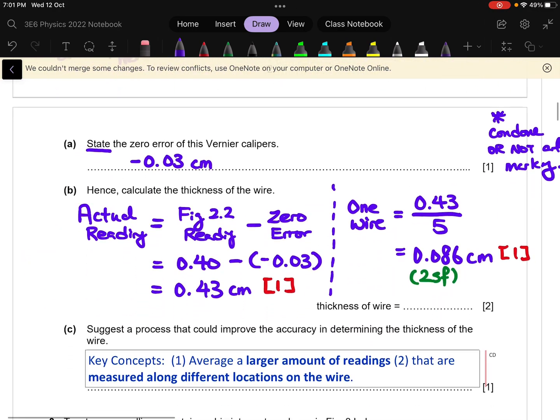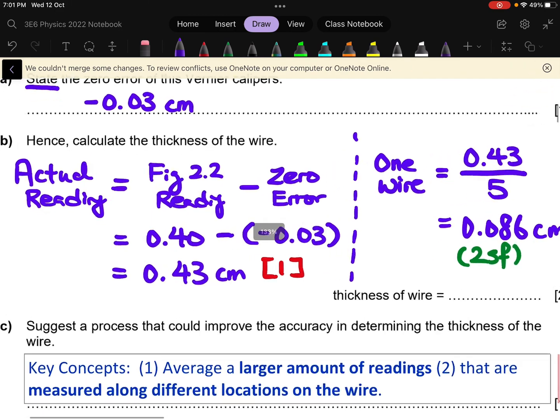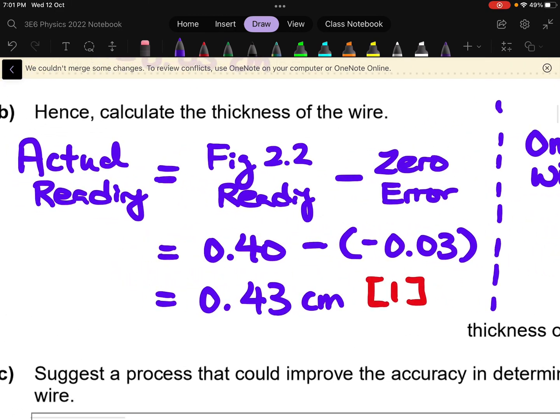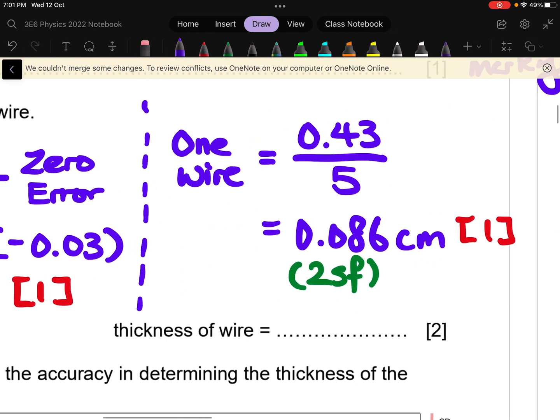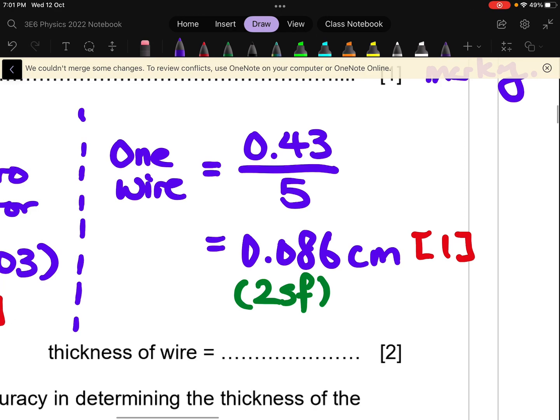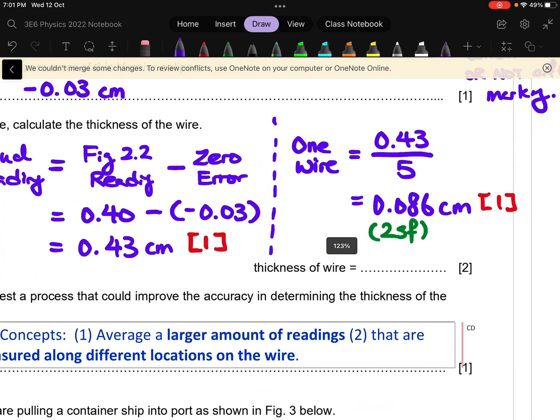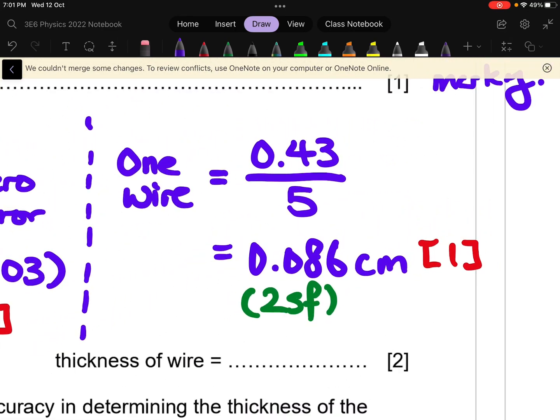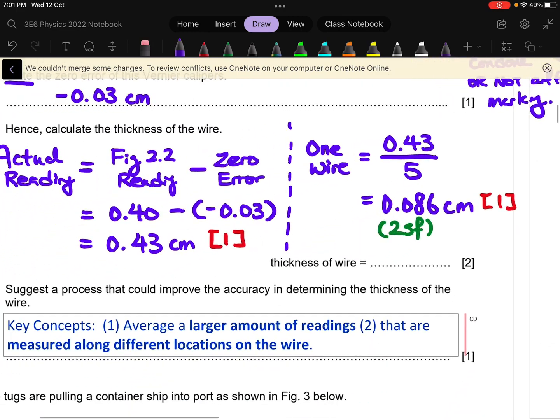So with that, you can see my working over here. If you are able to deduce the correct reading after compensating for the zero error, you will be given 1 mark. And if, from your working, we can tell that you are aware that the reading consists of 5 diameters, and you divide by 5, we will give you the second mark. Of course, for this particular operation, you have to follow least SF, in this case 2 SF.